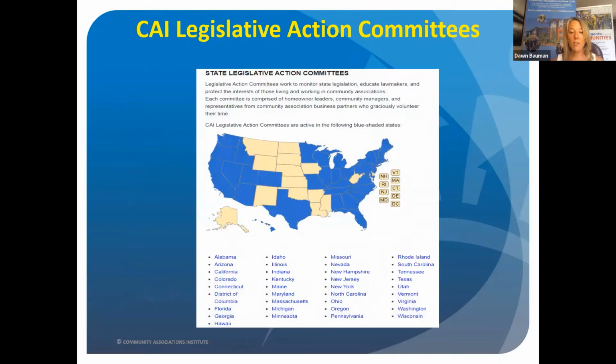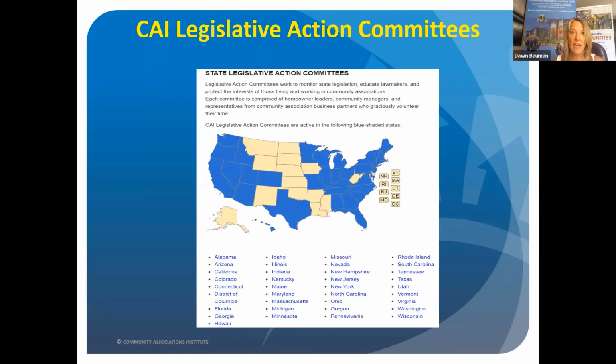As you see here, there are 36 legislative action committees. You'll see on this slide the states that are colored in blue have legislative action committees. And if we don't have a legislative action committee, by the way, we're still tracking legislation in every single state throughout the country. If something comes up, we do work with our members on grassroots efforts to try to impact that legislation, whether it's kill a bill or support a bill. We do end up working with members in that state.